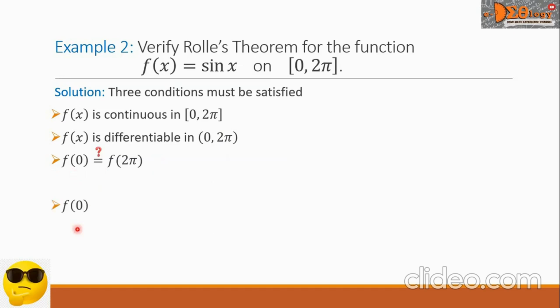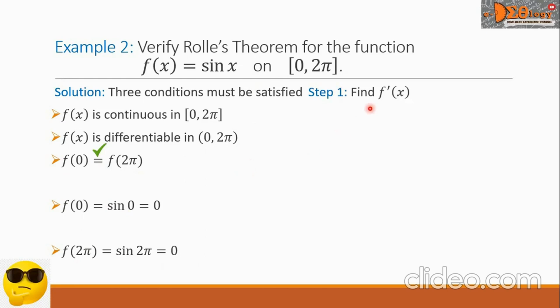Starting from f of 0, we have sine 0, and the value here becomes 0. Next, for f of 2 pi, we have sine 2 pi, and this is equal to 0 also. We are able to show here that our f of 0 is equal to f of 2 pi. Now, the three conditions are satisfied. Let us now find the value of c.